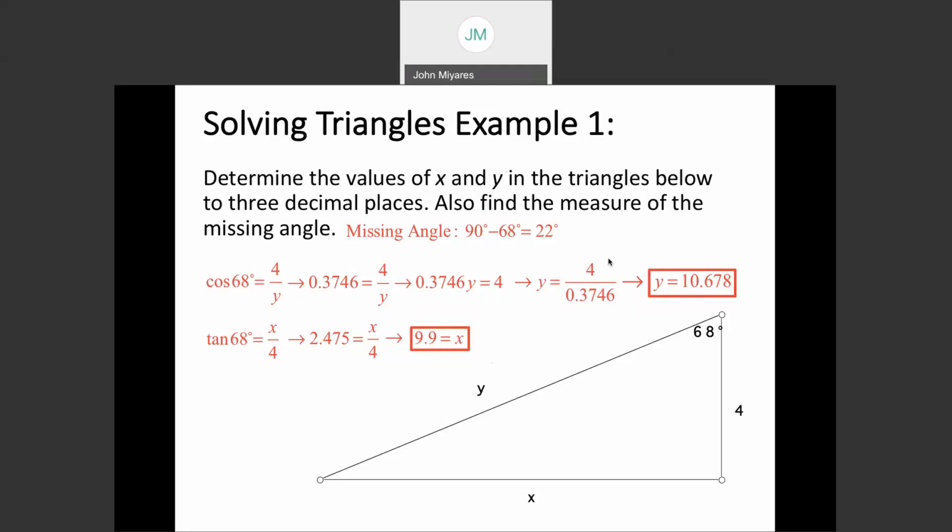Now you can check your answers by using the Pythagorean theorem. We can plug in the three sides, a squared plus b squared equals c squared, into the formula as seen. And with a little bit of rounding here, what you should see is that this is going to fit the way we expect it to.